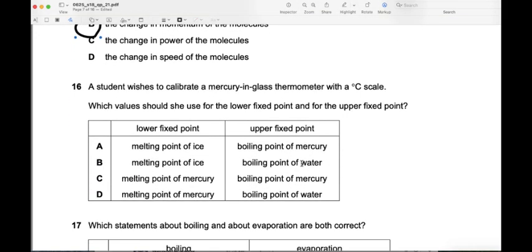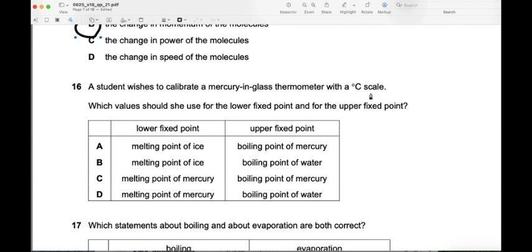Okay, so we go to the next one to save time, because we spent a lot of time on the calculation aspect of the question. A student wishes to calibrate a mercury in glass thermometer with a degree Celsius scale. Which values? When you are using a degree Celsius scale, we use the melting point of ice and the boiling point of water.